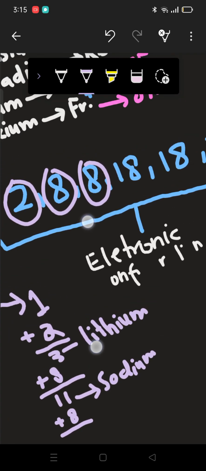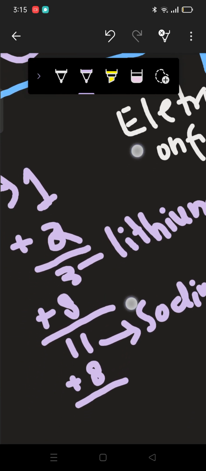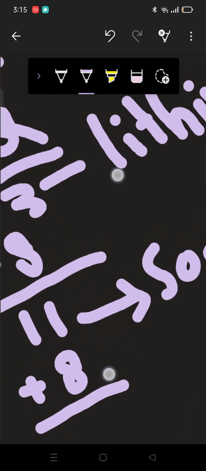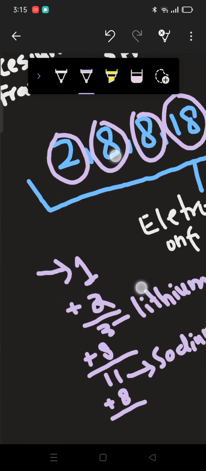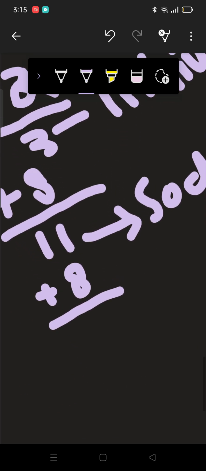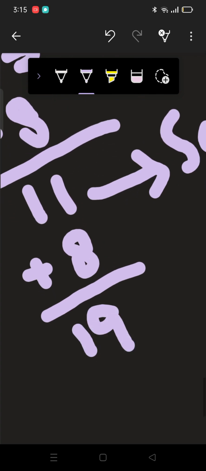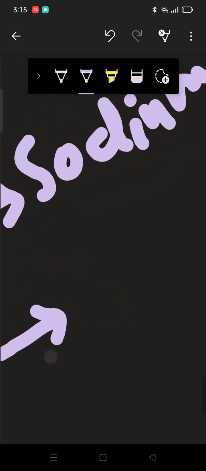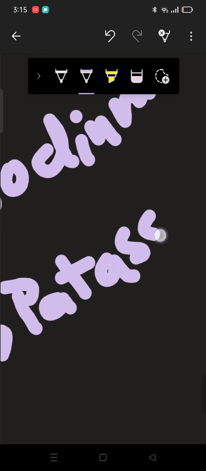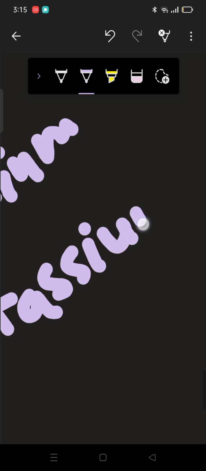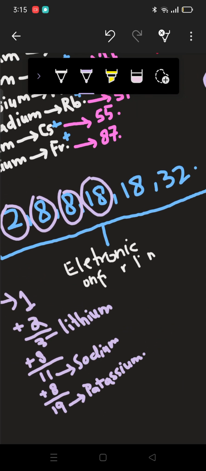Then again we have 18. Alright, so again we have to add with this. Sorry, we have to add 8 with it, because we have added only one 8 yet. So one 8 we have to add with 11, so that it will give us 19. And 19 is the atomic number of potassium. So as you can see here, potassium.